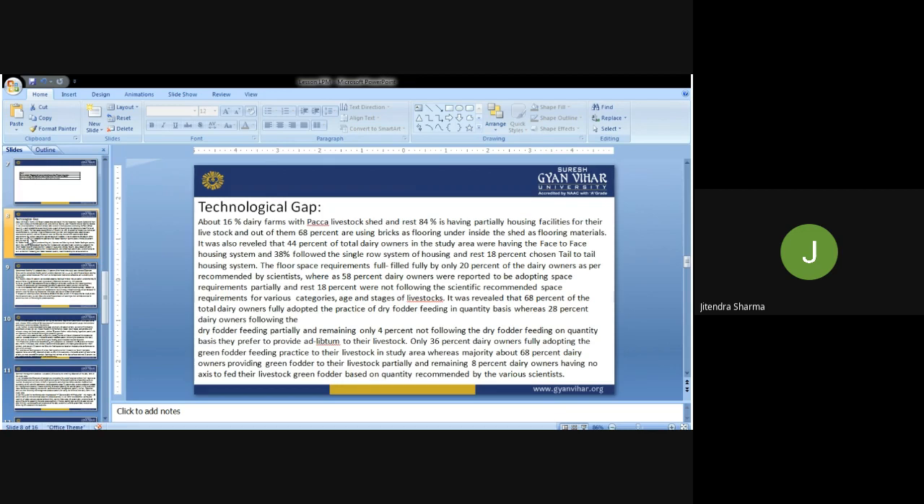Listen carefully: about 16% of dairy farms have a pakka livestock shed, and the rest, 80% of farmers, have partial housing facility for their livestock. Out of them, 68% are using bricks as the flooring material inside the shed. It was also revealed in the case study that 44% of total dairy owners in the study area had the face-to-face system, which I have already discussed.